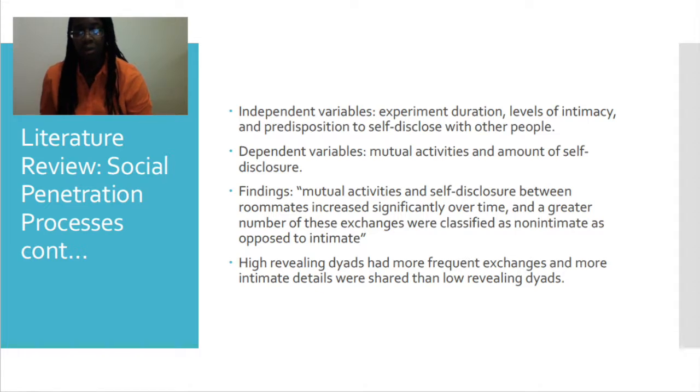Now, in order to properly assess the study, Dallas Taylor used independent variables such as the experiment duration, the levels of intimacy, and the predisposition to self-disclose with other people. This was measured before the actual study began, so this was like a pre-study, to determine whether or not the males were high revealing individuals or more prone to be low revealing individuals.